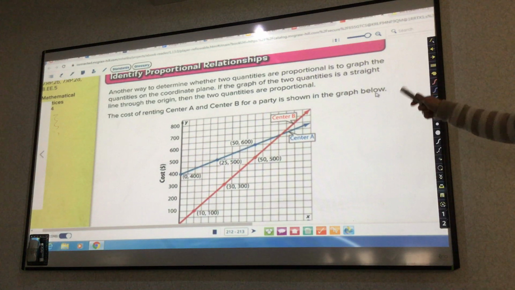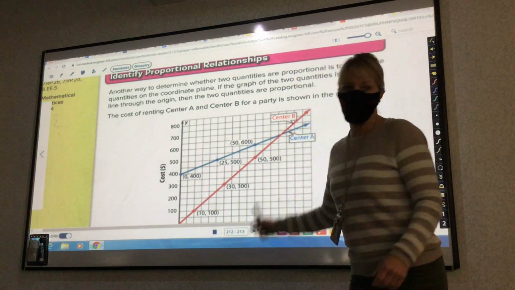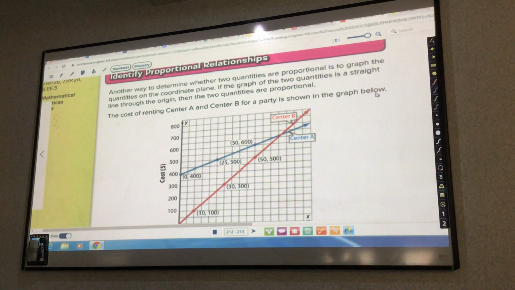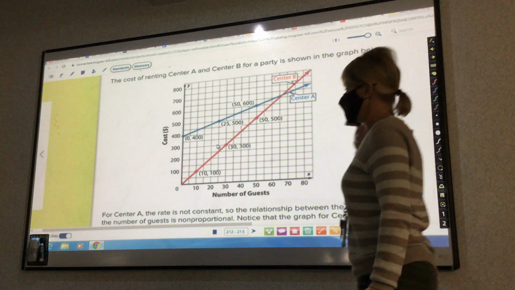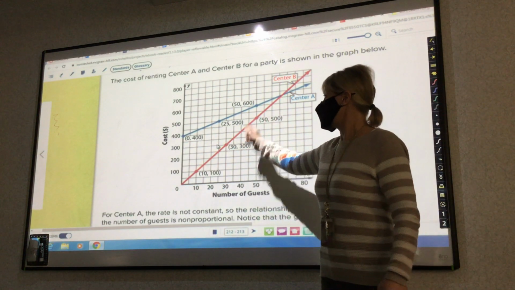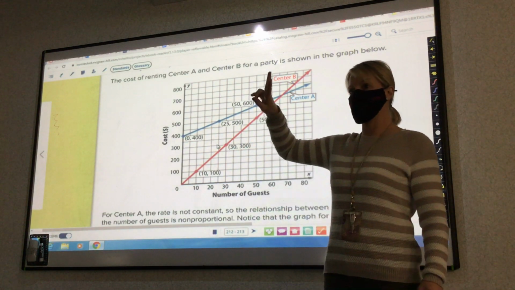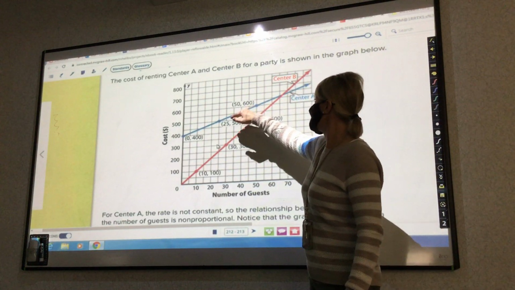So the cost of renting center A and center B for a party is shown on the graph below. Okay, so let's move this up just a little bit. So we've got straight lines, don't we? Okay. Center B is the red line. Center A is the blue line. Which one of these goes through the origin? Center B. So center B is a straight line that goes through the origin, so it is going to be proportional. Is it proportional to center A?